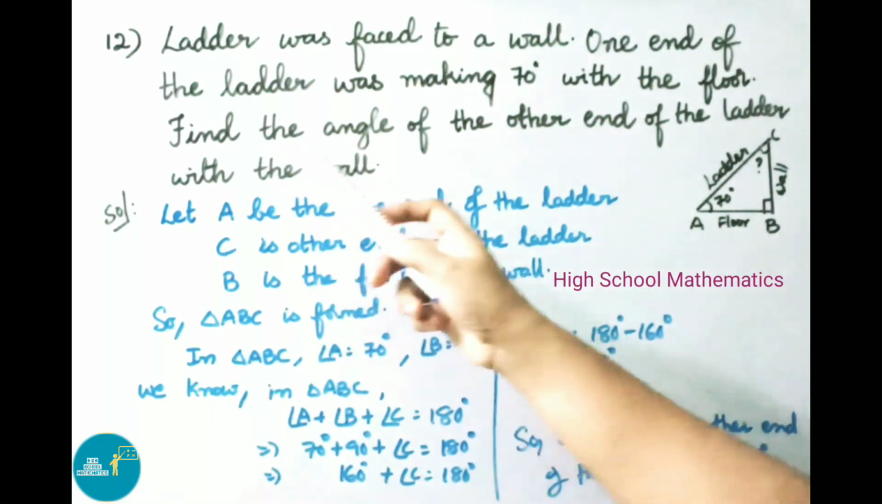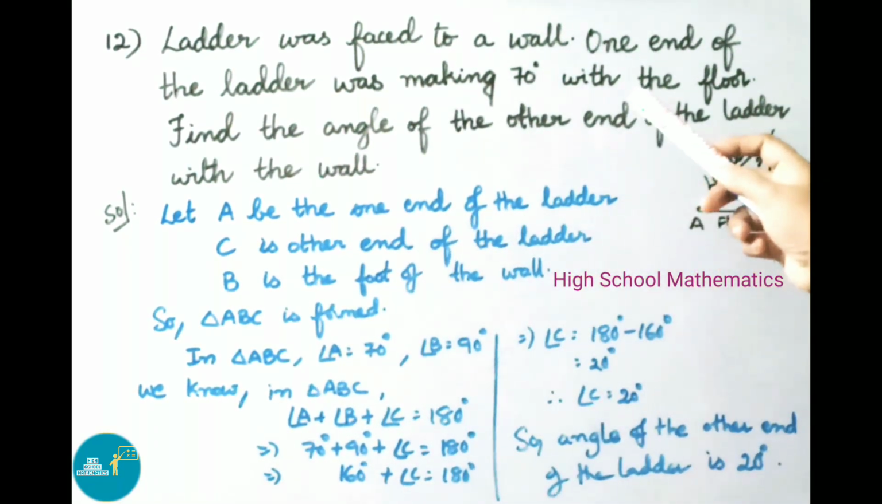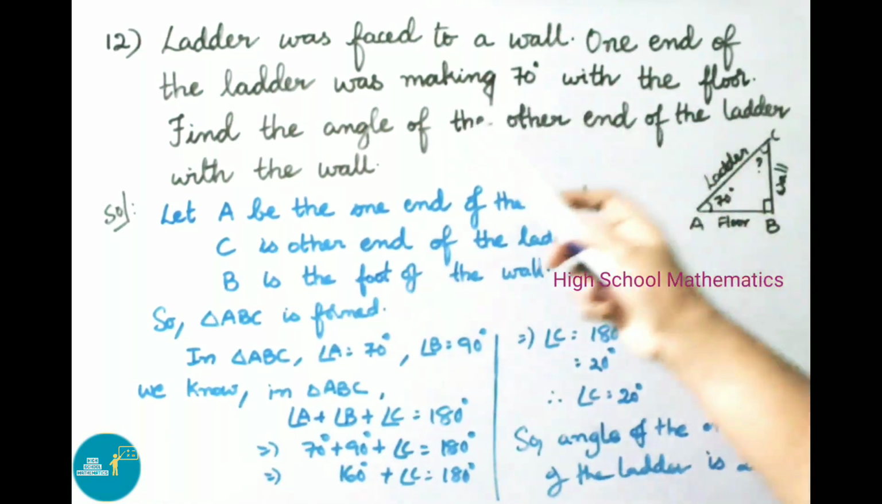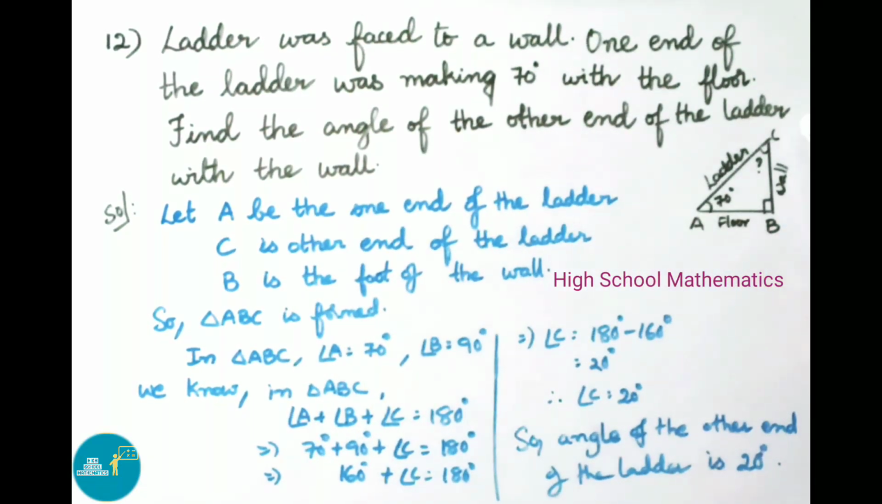See now question number 12. Ladder was faced to a wall. One end of the ladder was making 70 degrees with the floor. Find the angle of the other end of the ladder with the wall. Observe the figure here. Here we have drawn AC as ladder and BC as wall and AB as floor. See now here ladder is making an angle 70 degrees at angle A with the floor, and B is the foot of the wall and it is making an angle that is right angle. Let us see the solution.